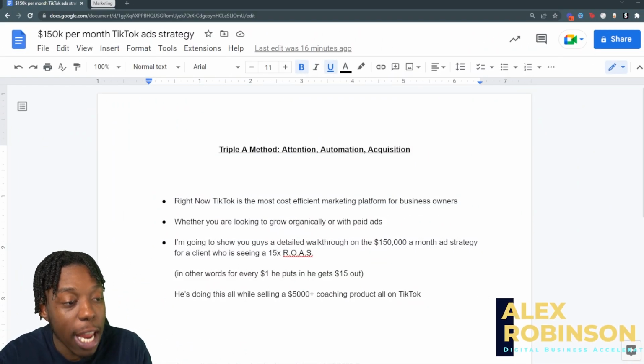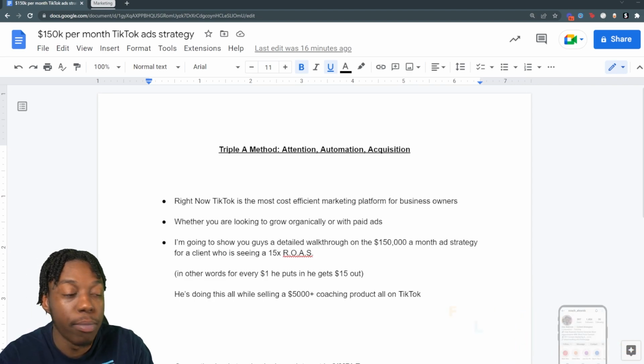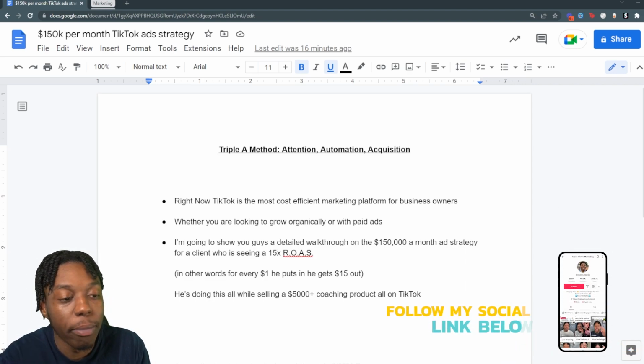Starting off with the AAA method: attention, automation, and acquisition. I've broken down this simple system into an easy to remember format.